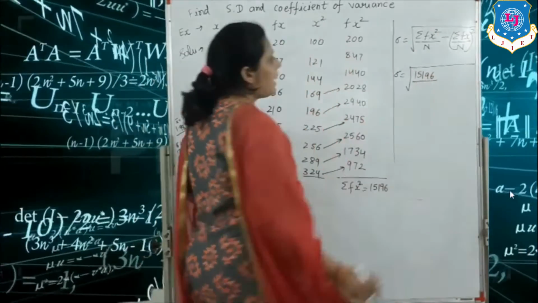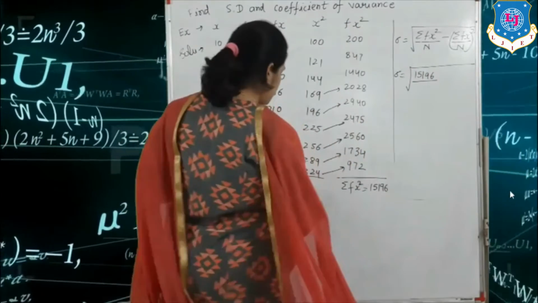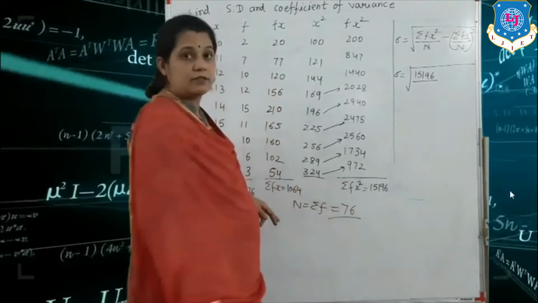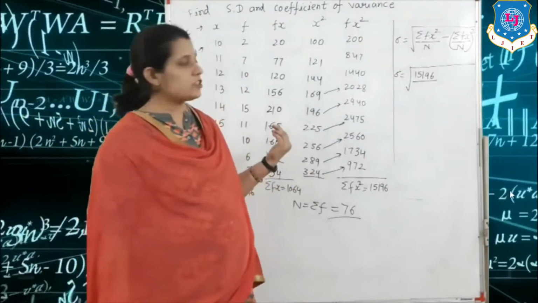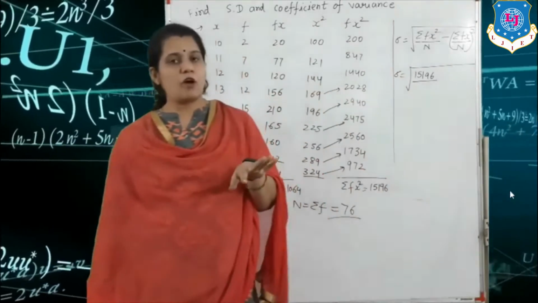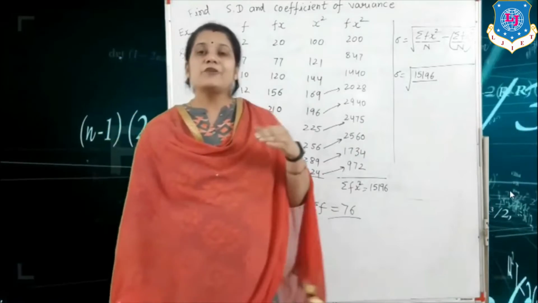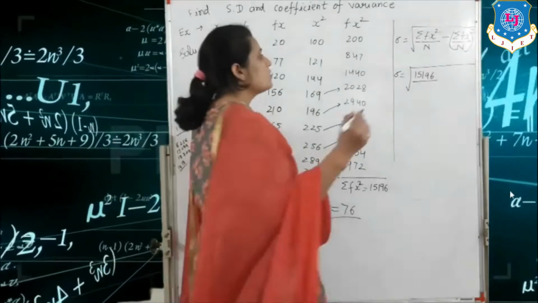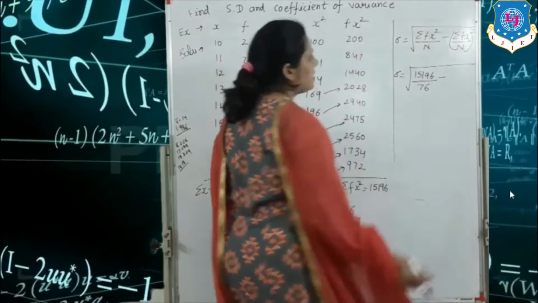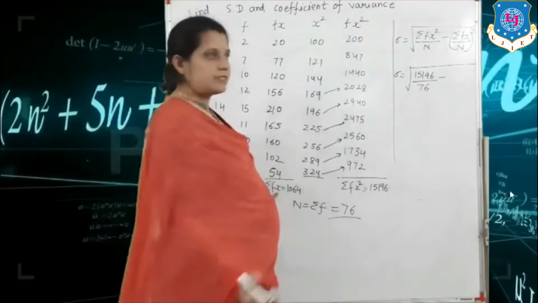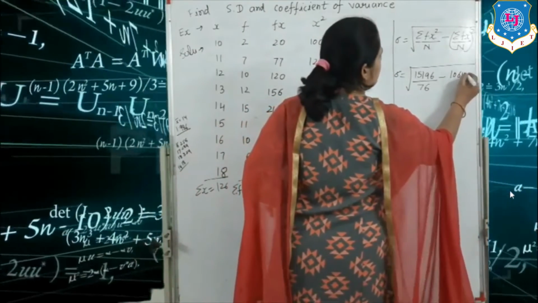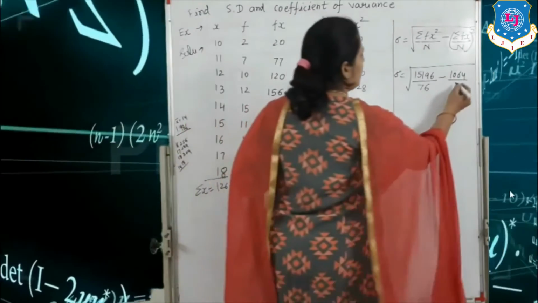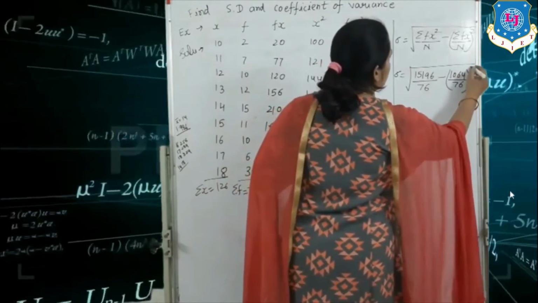So sigma is equal to root of summation fx square, that means 15196, divided by capital N. Capital N means summation f, and summation f is equal to 76. We have already seen in the previous lecture, if your question is given in x and f both forms, always in the denominator you write the sum of the frequency, that means summation f, or you can call it capital N. So here capital N is 76, minus summation fx, which is equal to 1064, divided by summation f, that means 76, and whole square.